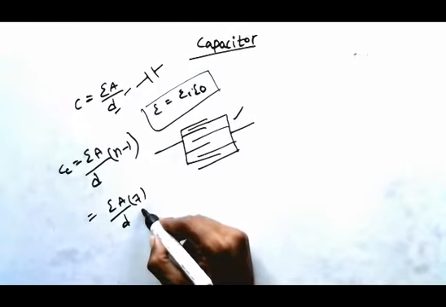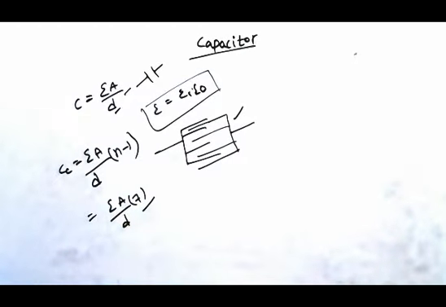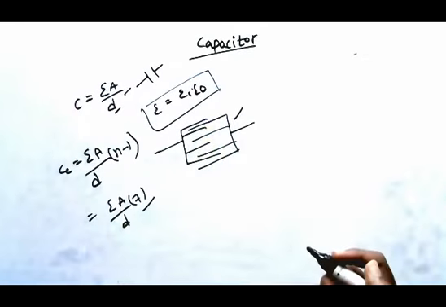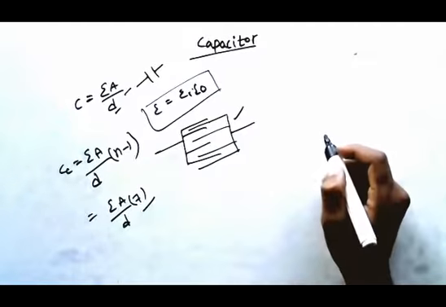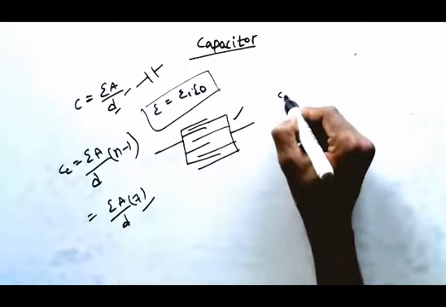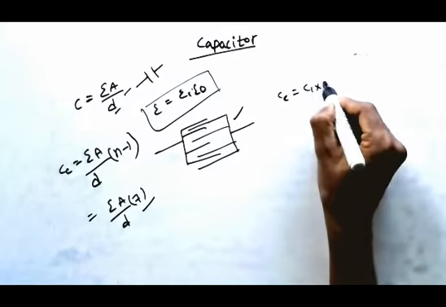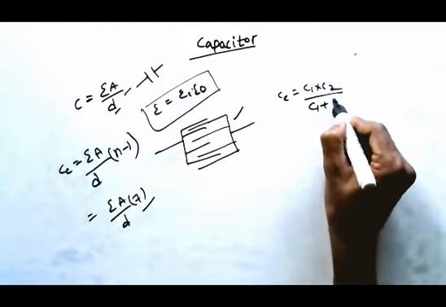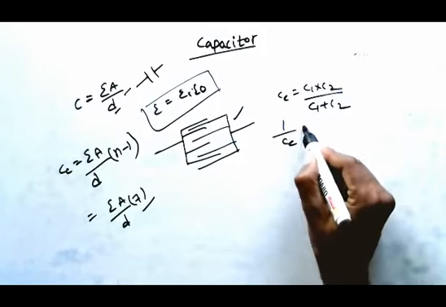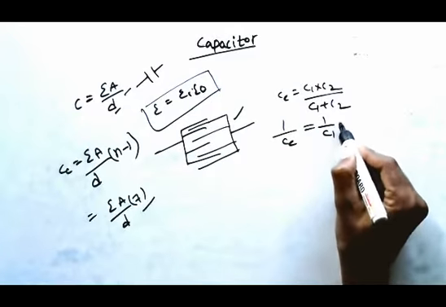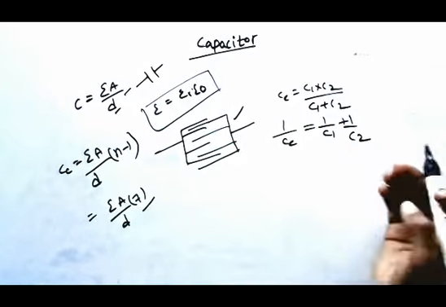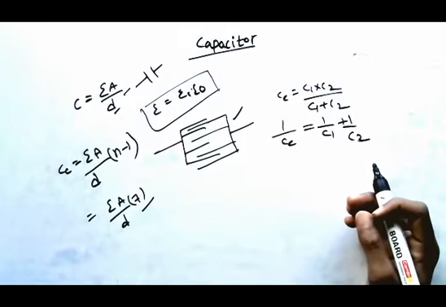This can be derived, or said, that these plates are connected in parallel. When capacitors are connected in series, we get C equivalent is equal to C1 into C2 divided by C1 plus C2. It can be written as 1 by C equivalent is equal to 1 by C1 plus 1 by C2. This is exactly the opposite relation to the resistor or inductor.